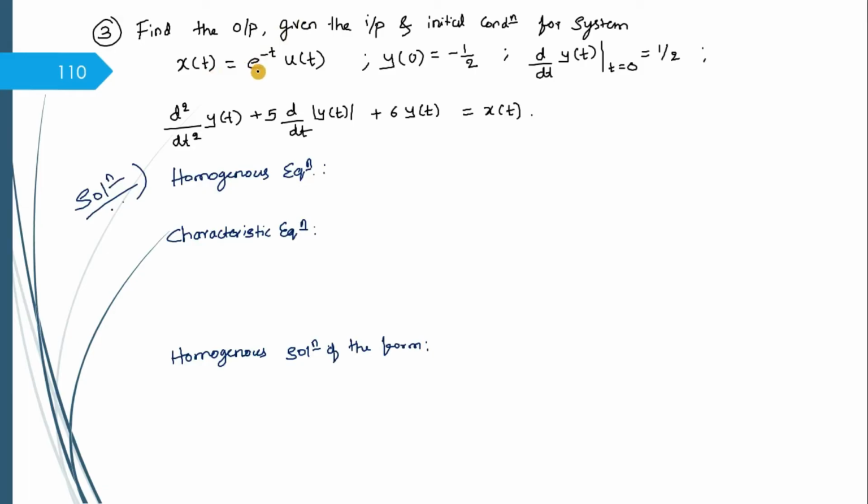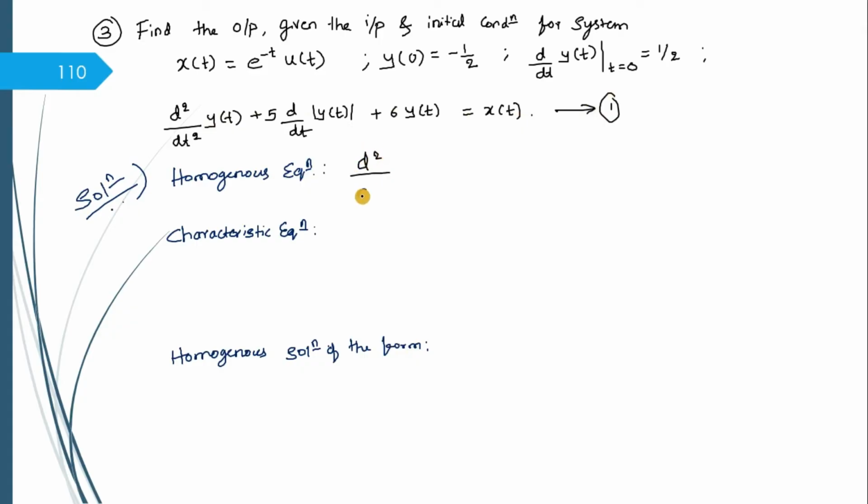The input is e raised to minus t u of t. If you remember the table of homogeneous and particular solution forms, please refer to it. By referring to it, you can find out what the form should be for the input e raised to minus t. Let us write it one by one. This becomes equation 1, and these are the initial conditions. For the homogeneous equation, the input should be made 0.